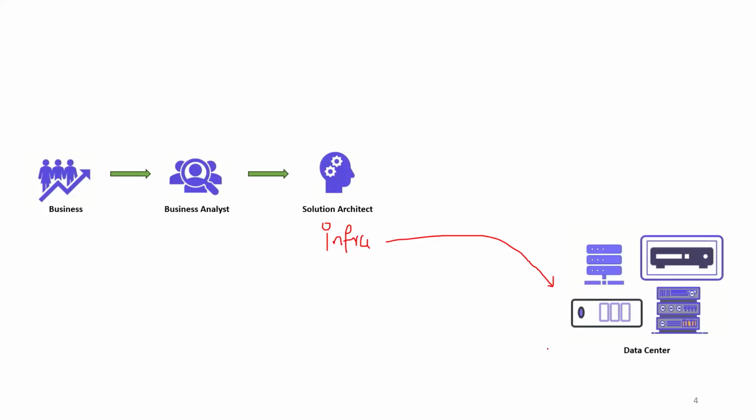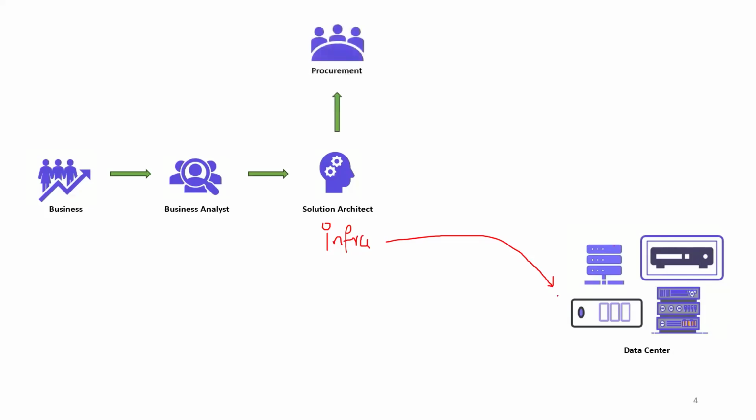Now tell me, whatever infrastructure is mentioned by the solution architect in the architecture diagram, if the entire infrastructure is not available in the data center, what do we have to do? Some amount of infrastructure will be available, but what if additional hardware is needed? What do we have to do again? We need to purchase, correct.